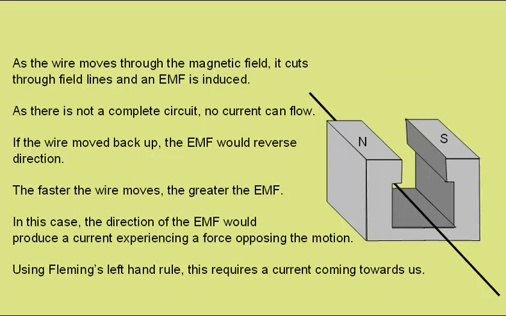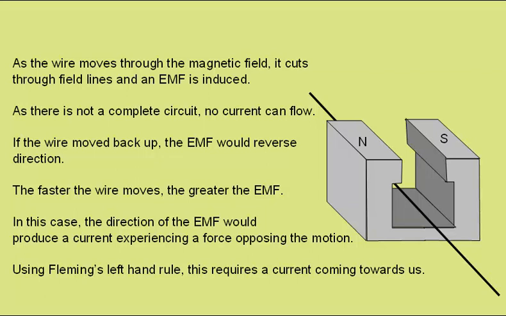Of course, in this case, there is not a complete circuit and no current flows, but the EMF induced would be such as to cause the correct current flow, being positive at this end as the wire moves down, and positive this end as the wire moves up.